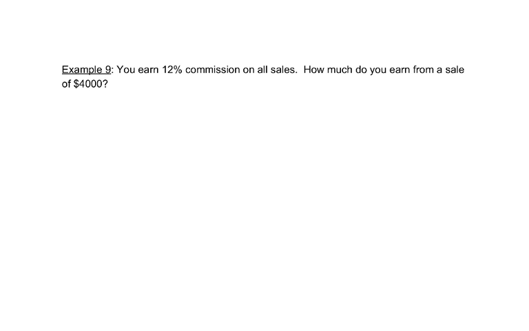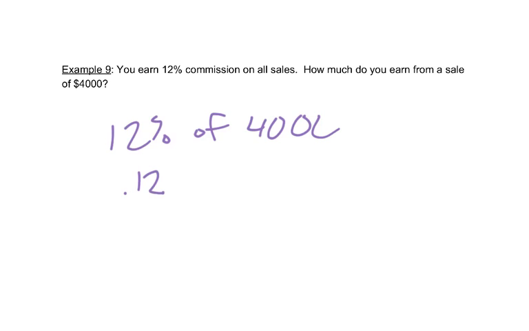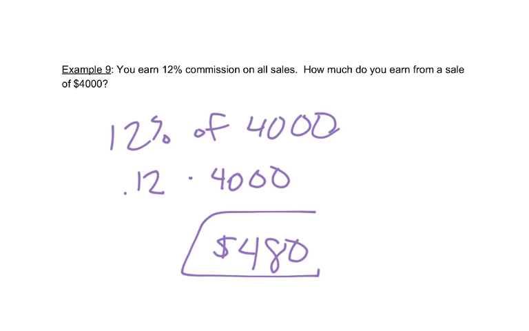You earn 12% commission on all sales. How much do you earn from a sale of $4,000? So that's 12% of 4,000. So we put 0.12 times 4,000. And we'd get $480.